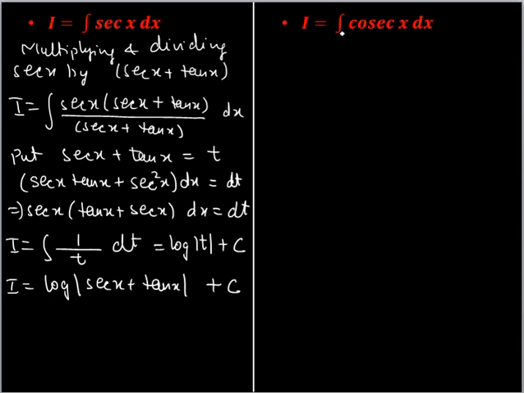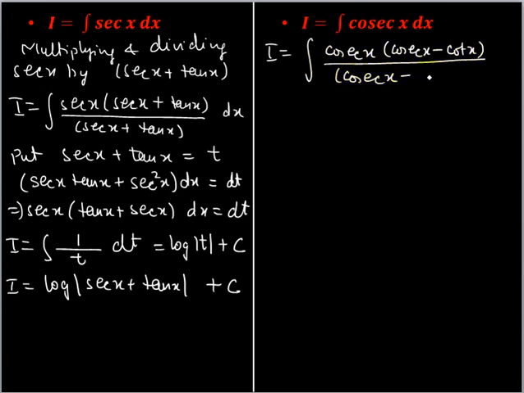Now quickly solving for cosec x. Here also we will multiply and divide by a certain expression. You can see cosec x we can multiply with cosec x minus cot x, and because we are multiplying it, we need to divide also. So multiplying and dividing by cosec x minus cot x. Now substitute the denominator t. So putting cosec x minus cot x equal to t.